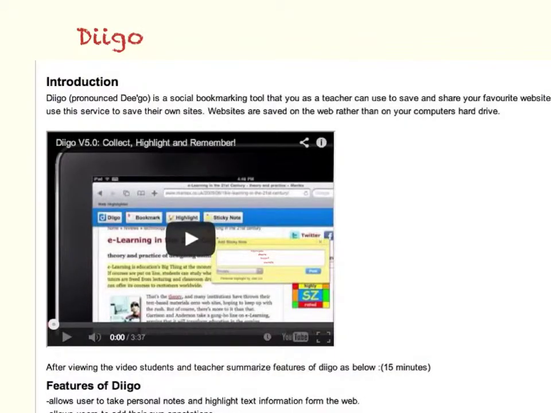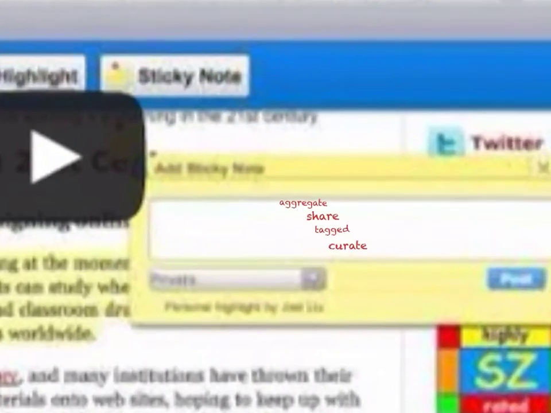The concept of curation has been explored via the use of two cloud-based social bookmarking tools. The first was Diigo. This tool can be used for a couple of activities to support learning. It can be used to aggregate and share digital resources. It can also be used to tag those resources once they've been saved into the cloud. And of course, resources can be sorted and curated by students.